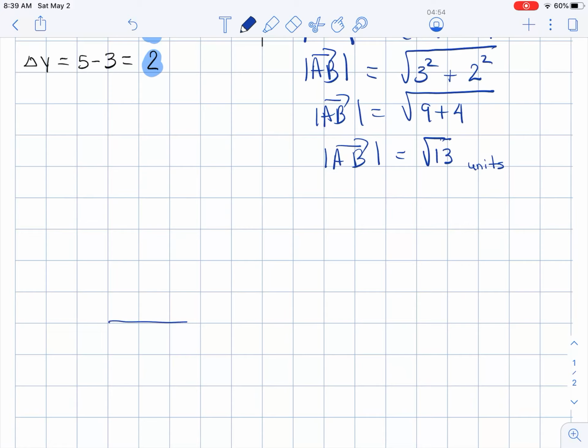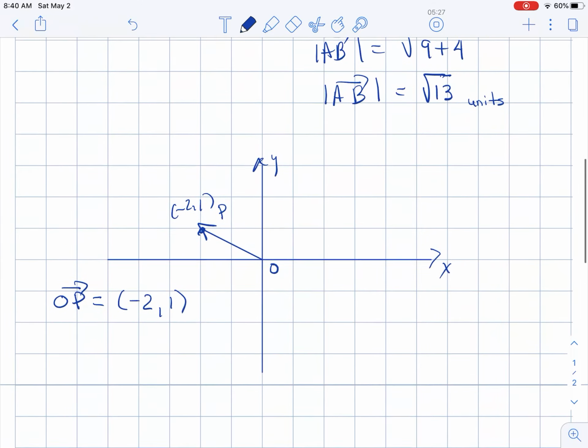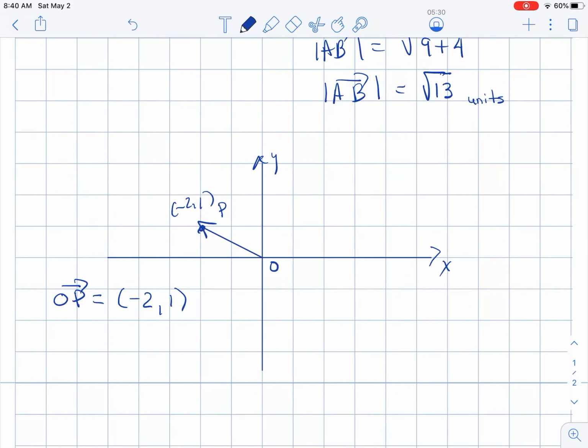Now you might think, well, what about just a regular position vector? Okay, let me draw a quick little grid here. Let's do some negatives. So maybe let's go (-2, 1). I got this vector here. When I go from the origin, let's say that's P, the position vector OP is (-2, 1).